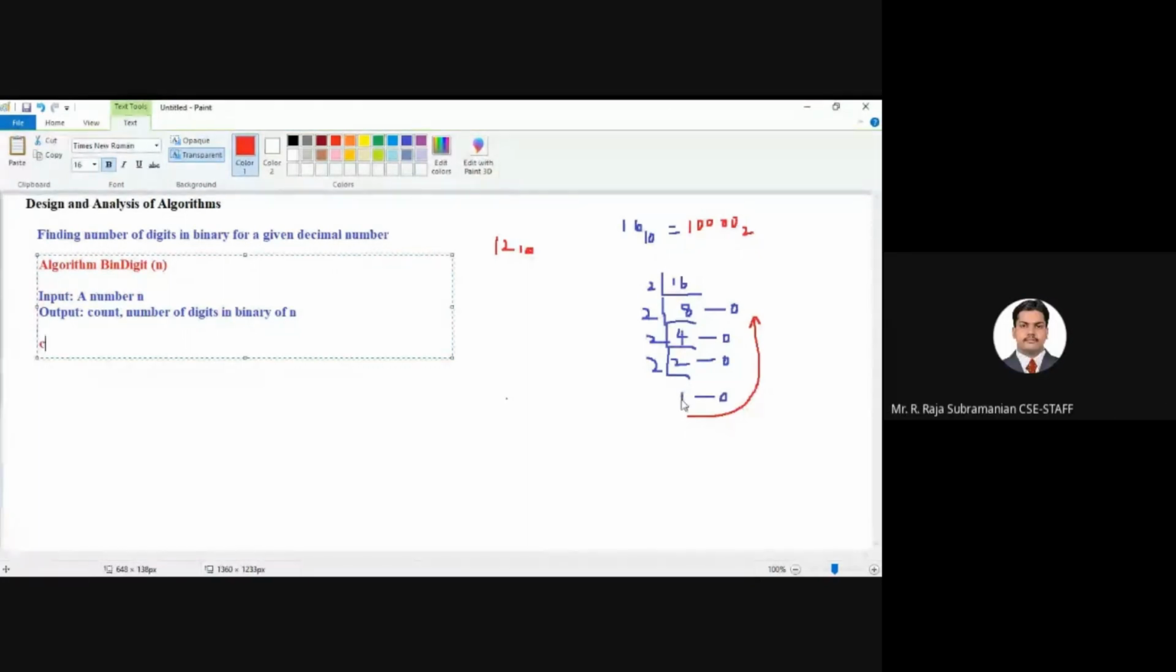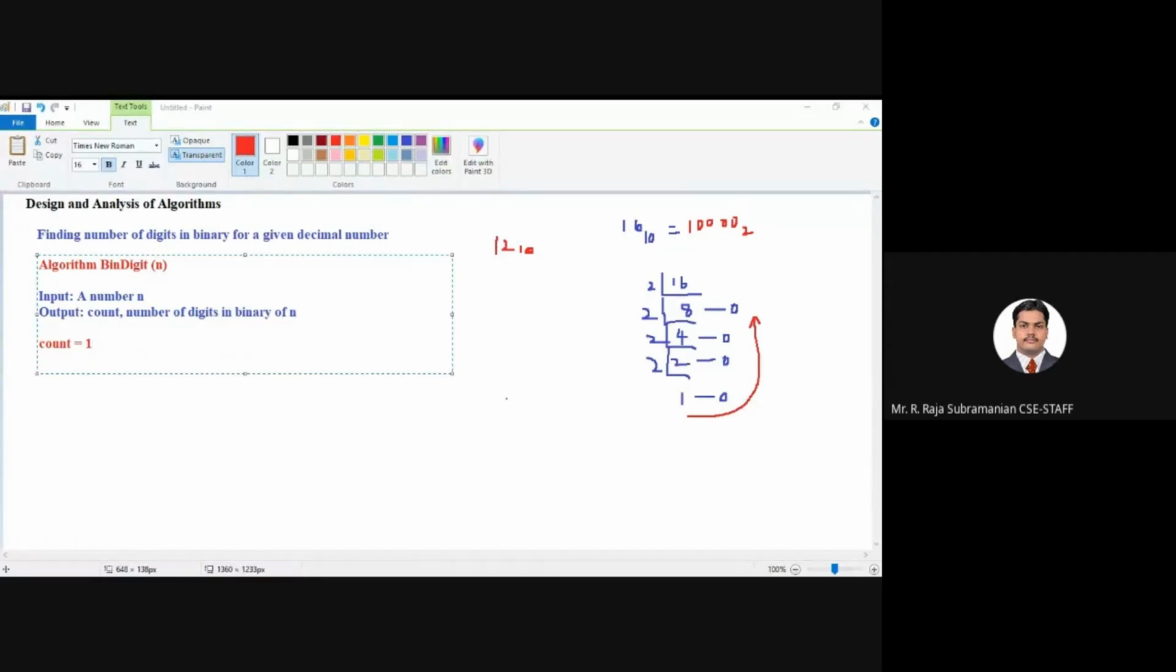So initially I make count equal to 1. Why do I make the count variable equal to 1? Because even the number 0 in decimal requires 1 bit in binary, which is 0. Another number, 1 in decimal, in binary should be represented as the bit 1. So there cannot be a number represented in 0 bits in binary, right? So at least 1 should be there.